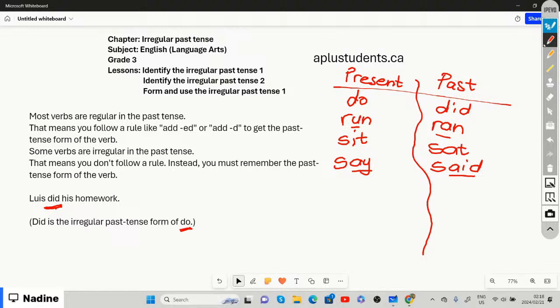Can you maybe think of another word that is an irregular past tense? So an irregular verb. You're going to give me the present tense form as well as the past tense form. Like, for example, say or said, sit, sat, run, ran, do, and did.